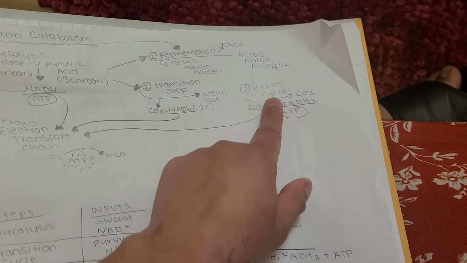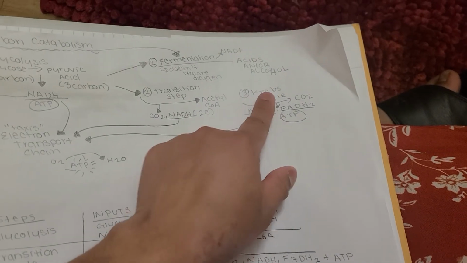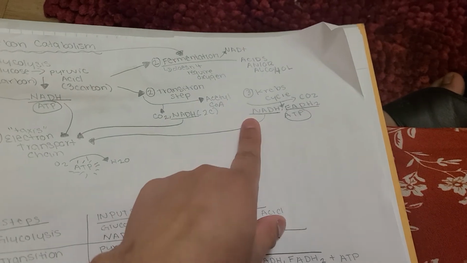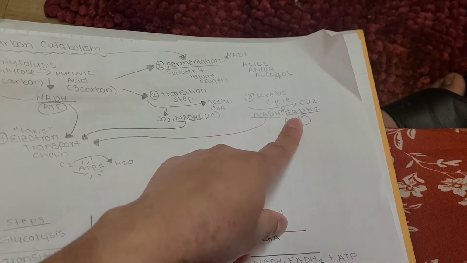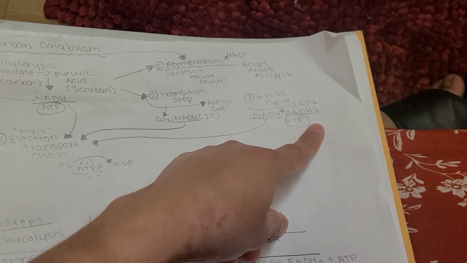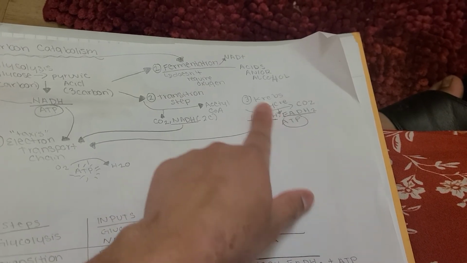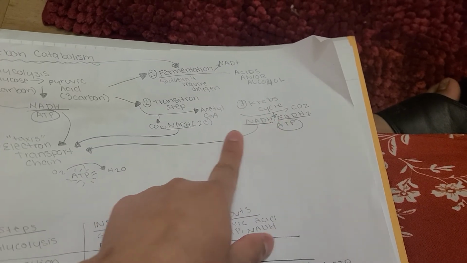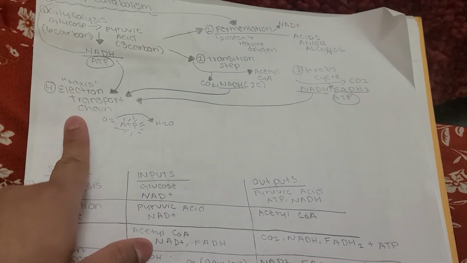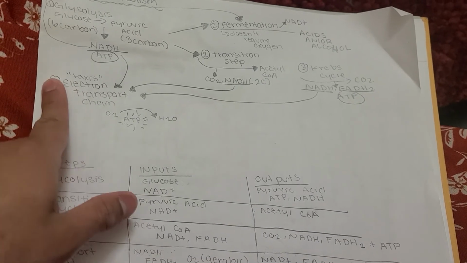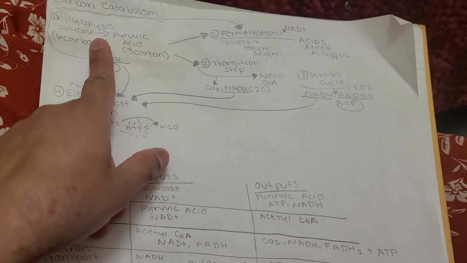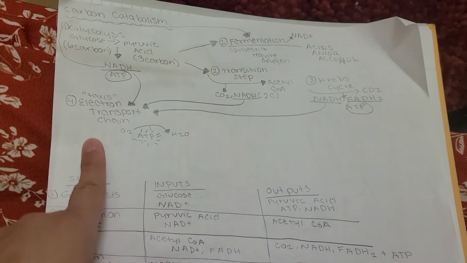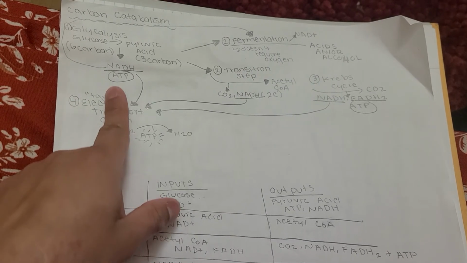In step 3, which is the Krebs cycle, carbon dioxide is releasing all its bits of energy, and NADH and FADH2 plus ATP are formed during this process. And all together, they go to the electron transport chain, which is step 4. So glycolysis, transition step, the Krebs cycle, they all go to the electron transport.